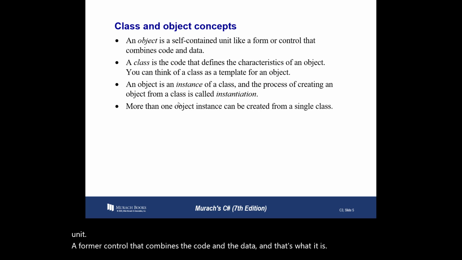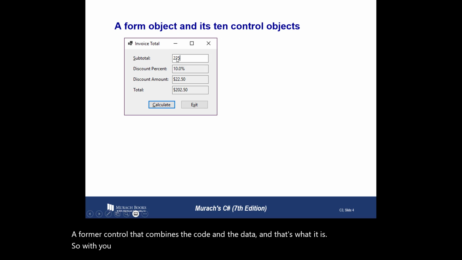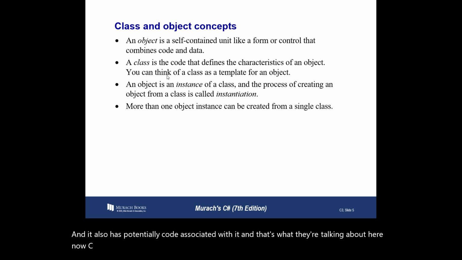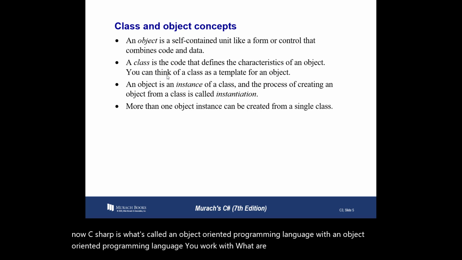So every one of these things has a graphical portion, and it also has potentially code associated with it. And that's what they're talking about here. Now, C# is what's called an object-oriented programming language. With an object-oriented programming language, you work with what are called classes. And a class is like a blueprint.